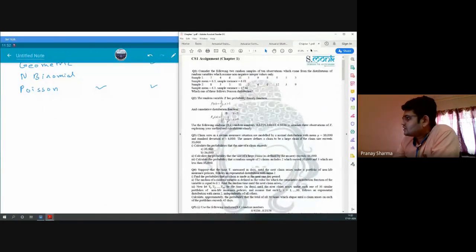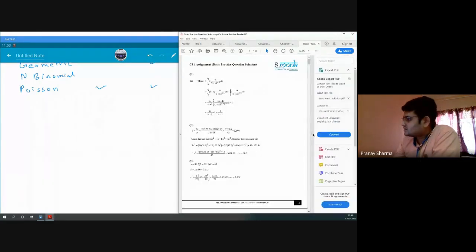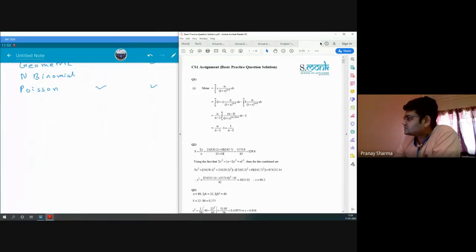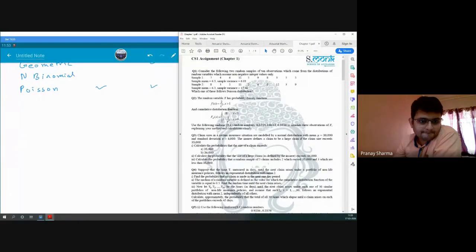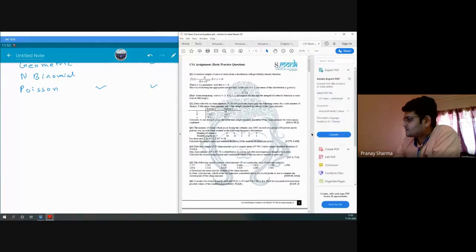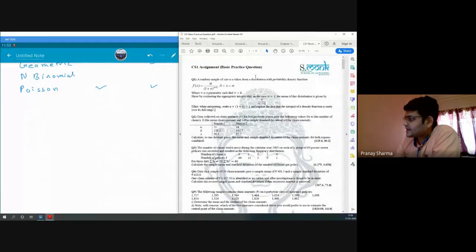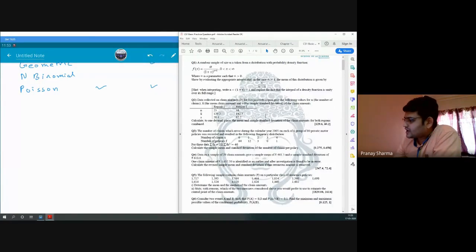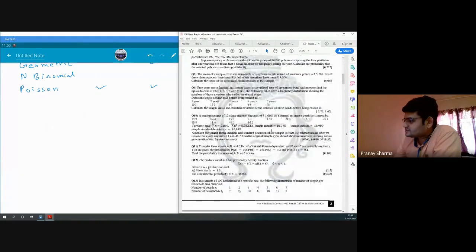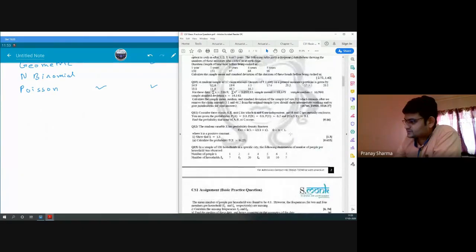So right now, this is the solution. This was our basic practice question assignment that I have shared in our classroom app. I will also share it in the WhatsApp group. You can solve it, start solving all the sums and bring doubts.